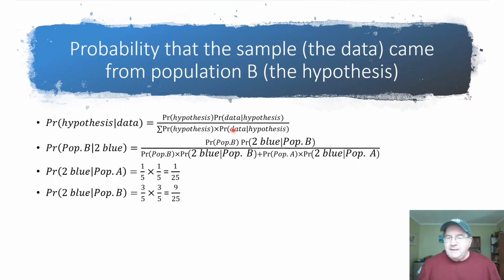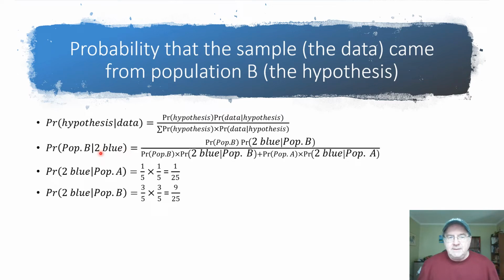divided by the probability of the data. But since in this particular case there are only two possible outcomes, it's either from population A or from population B, I can calculate the probability of the data as the sum over all possible hypotheses, in this case all possible populations these samples could have come from, of the probability of that hypothesis times the probability of the data given that hypothesis.